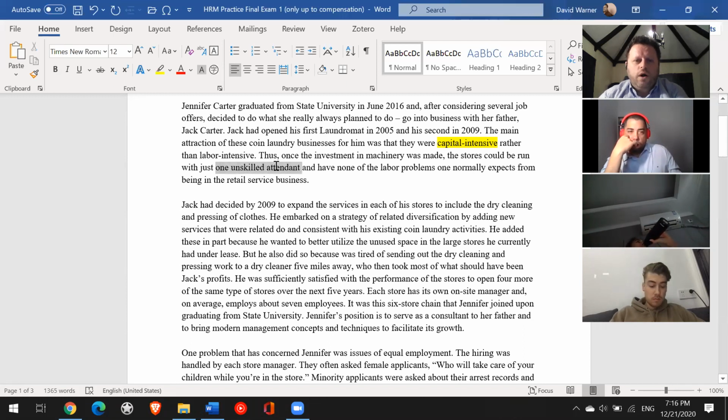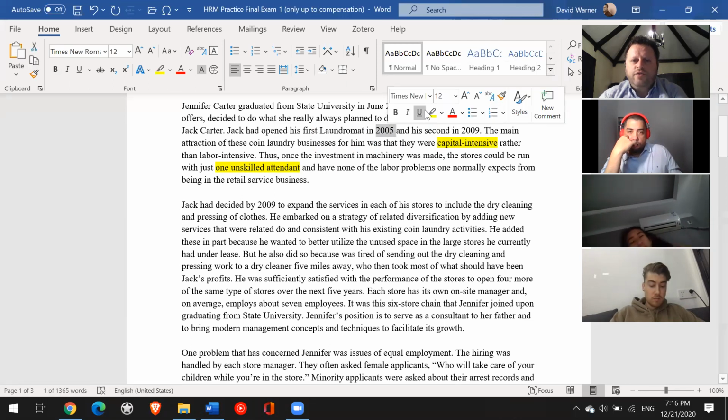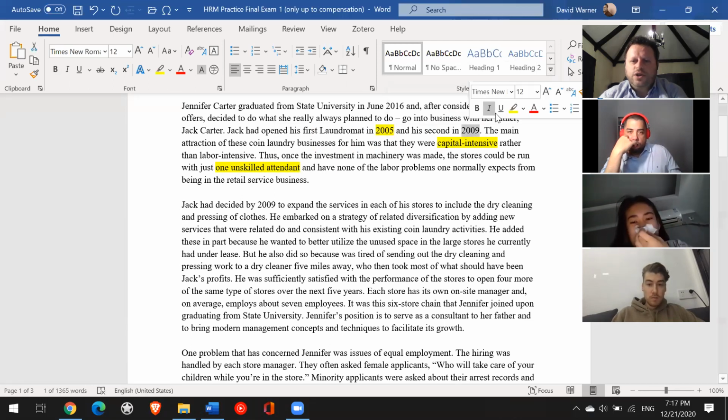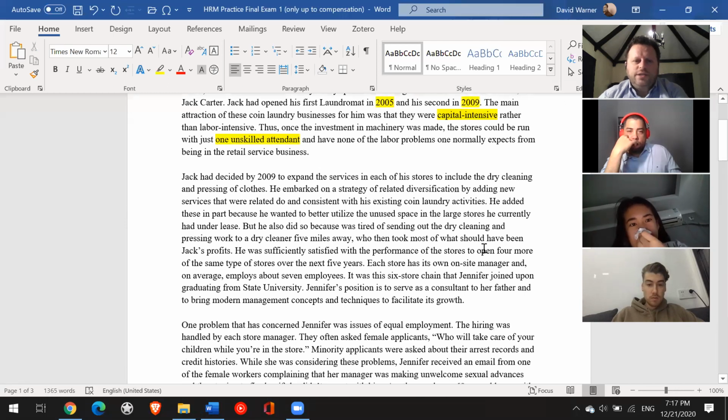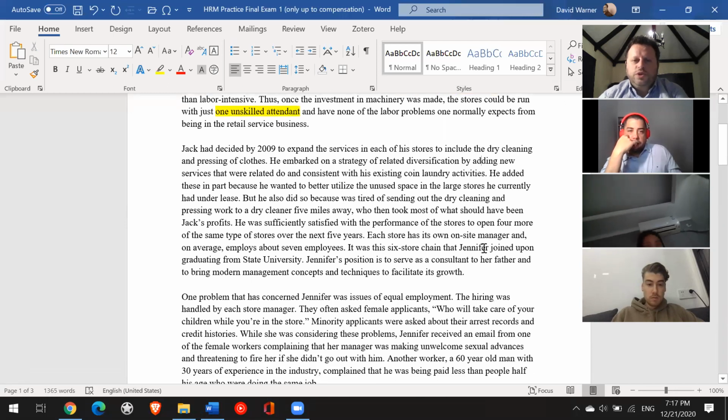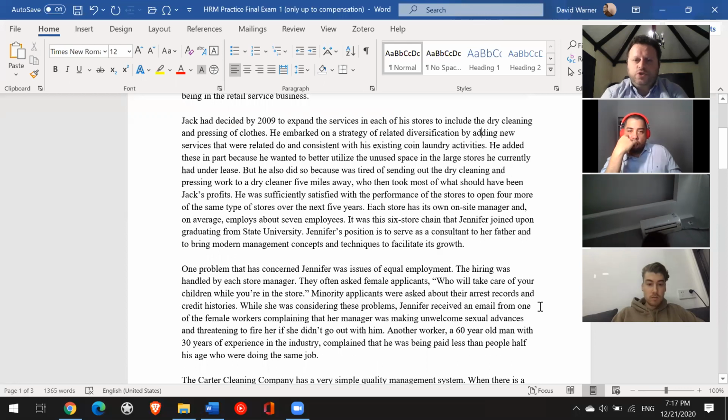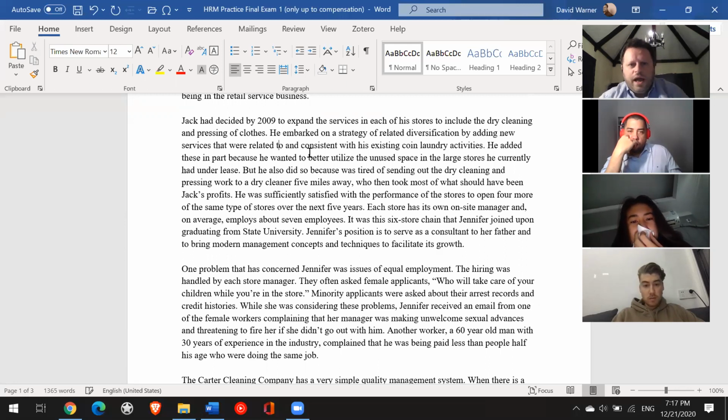Originally, he was looking for one unskilled attendant, and then maybe to understand something about the dates. This was opened in 2005 and his second one in 2009. Okay, Jack had decided by 2009 to expand the services in each of his stores to include the dry cleaning and pressing of clothes. He embarked on a strategy of related diversification by adding new services that were related to and consistent with his existing coin laundry activities.